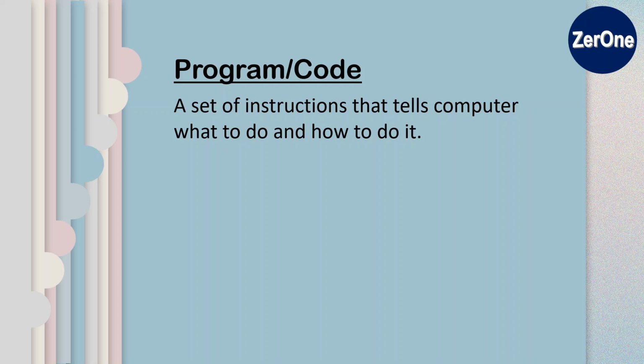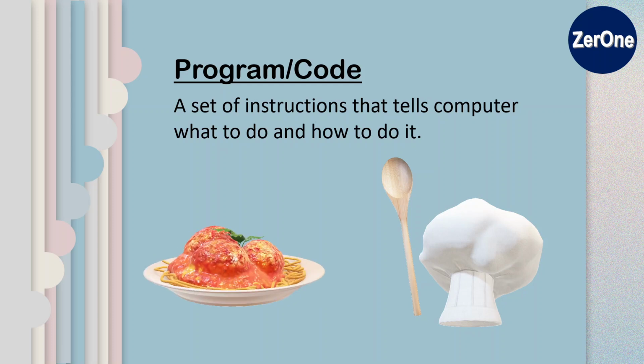A program is a set of instructions that tells a computer what to do and how to do it. It's basically the computer's to-do list. Just like a recipe tells a chef how to cook a dish, a program tells a computer how to perform a task.